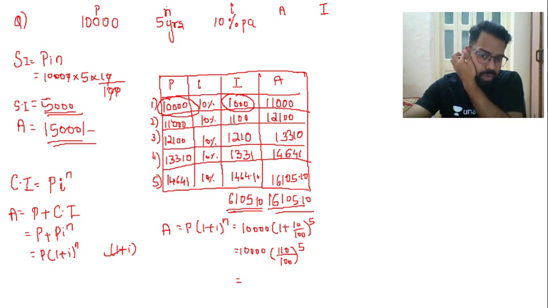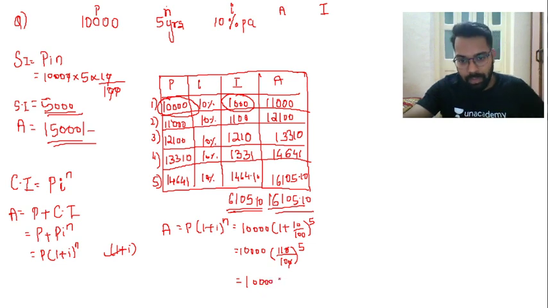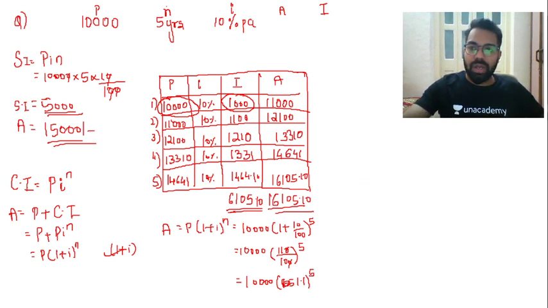When you take this out, this is 10,000 into 1.1, so 1.1 the whole raised to 5. Now I don't know if you know this, but this is how square multiples of 11 work. Let me write it down here so that you know how to calculate it faster.